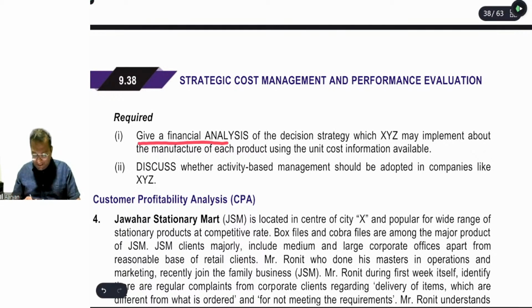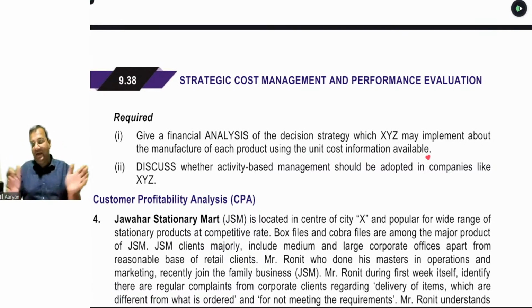Give a financial analysis which XYZ may implement about the manufacture of each product. यहां तक कुछ भी क्लैरिटी नहीं है. आगे, using the unit cost information available, यूनिट कॉस्ट की इंफॉर्मेशन तो दोनों ही मेथड के लिए अवेलेबल है बॉस, एबीसी के लिए भी अवेलेबल है और ट्रेडिशनल मेथड के लिए भी अवेलेबल है. Just you have to compute the data on your own. दोनों के लिए अवेलेबल है. So here, using the unit cost information available, दोनों ही टेक्निक के लिए we are having unit cost. If they are not given, we can easily convert the data on per unit basis. कहीं उन्होंने एग्जिस्टिंग नहीं लिखा, कहीं उन्होंने एबीसी नहीं लिखा, simply they are saying using the unit cost information available.